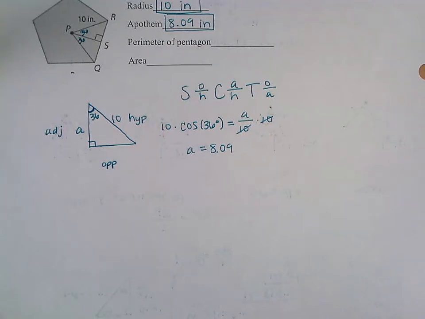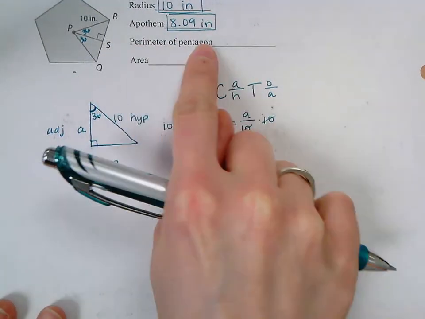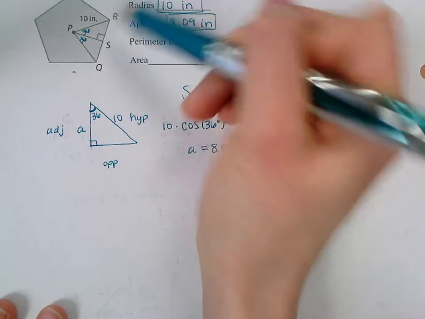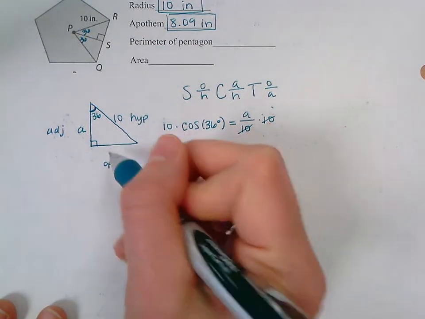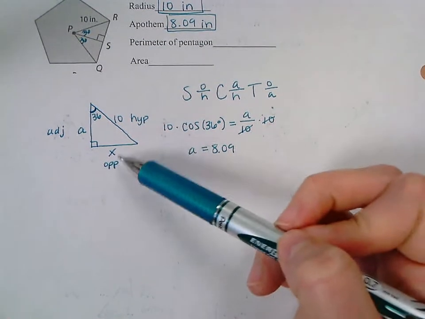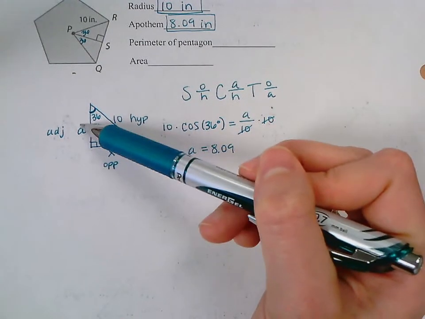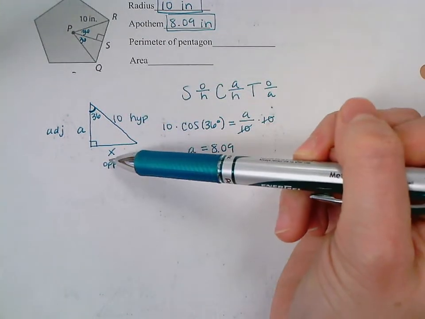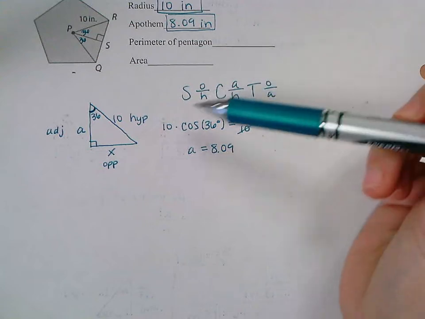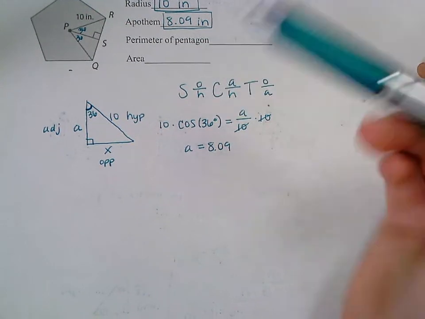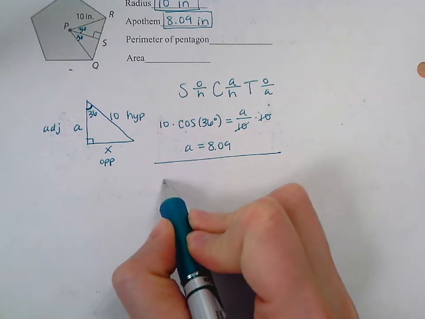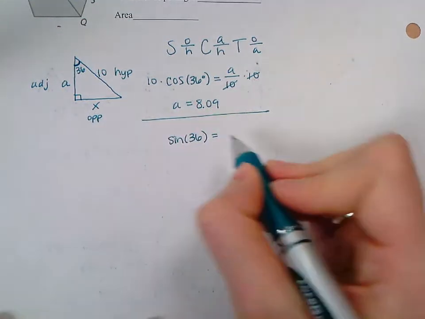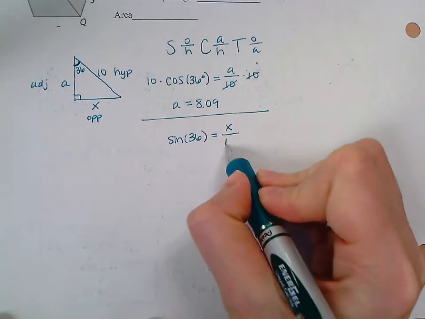Okay, so I have the apothem. Now to find the perimeter, I would need to know this length of the right triangle. I need to know this opposite side. I'm going to call that x for right now. And I'm not going to use my apothem as part of any of my ratios because I just rounded that value. I'm going to use the 10. So I have the opposite that I'm looking for, and I have the hypotenuse. So I have opposite over hypotenuse. I'm using sine. So to find x, I would set that up as sine of 36 should equal the opposite, which is x over the hypotenuse 10.